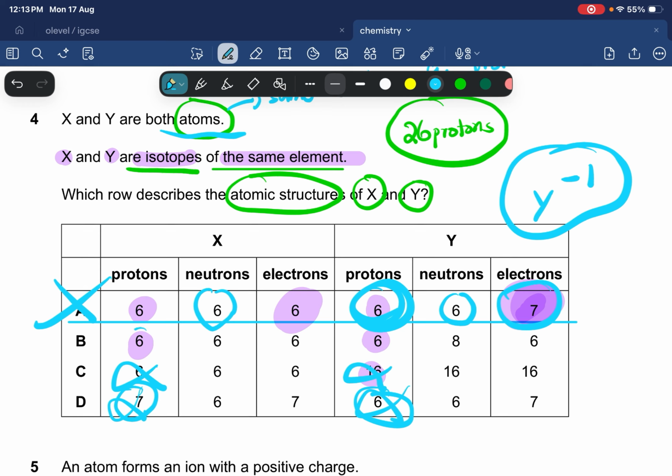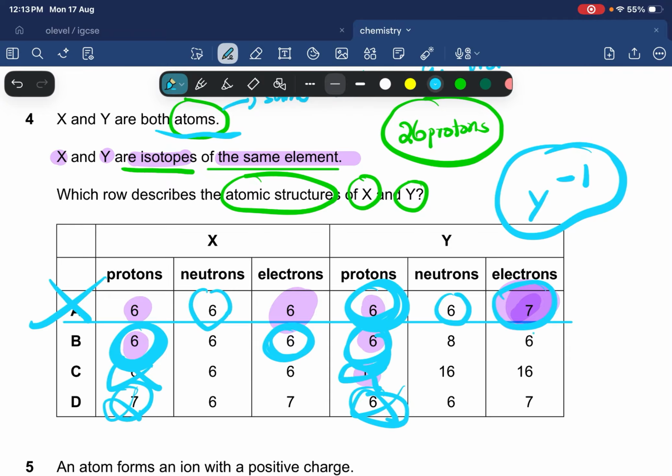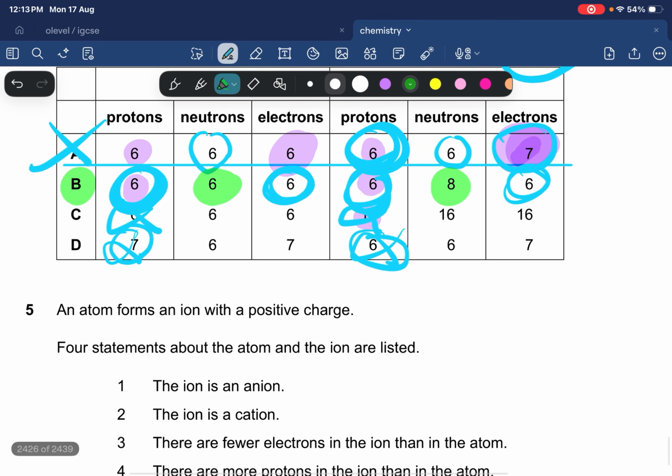But X is an atom because of the same number of protons and electrons, 6 protons in X, 6 electrons in X. Y is an atom because 6 protons in Y, 6 electrons in Y. And X and Y are isotopes of each other. How come they are isotopes? Because 6 neutrons in X and 8 neutrons in Y, the neutron number is different. So that means option B is going to be correct.